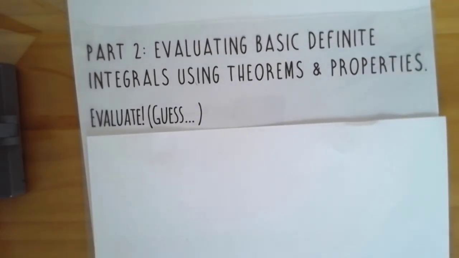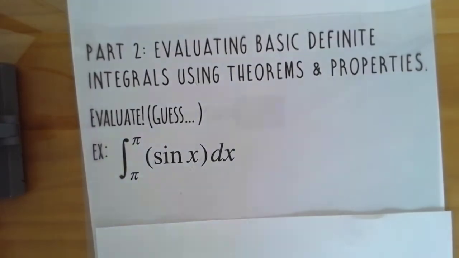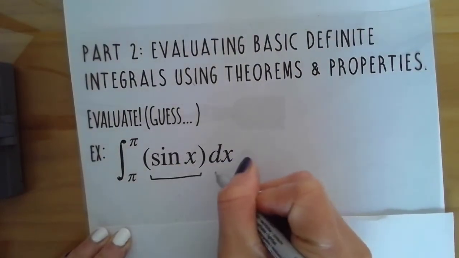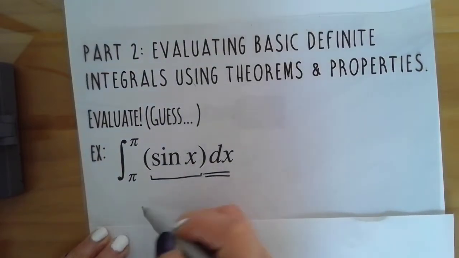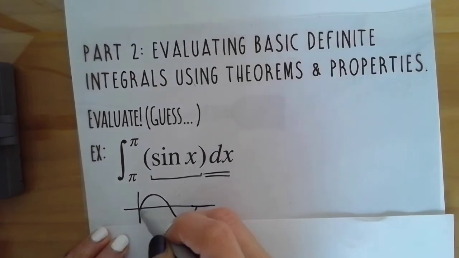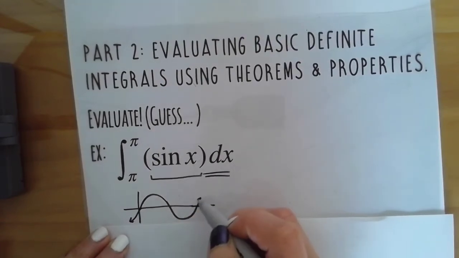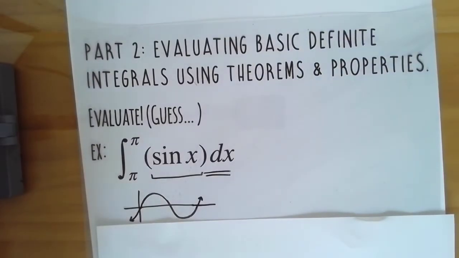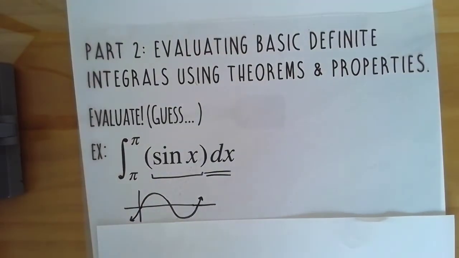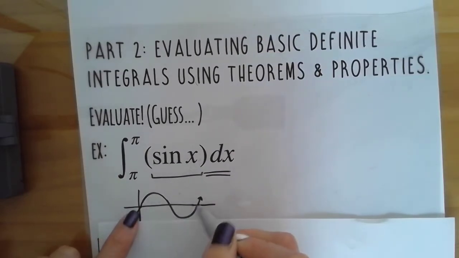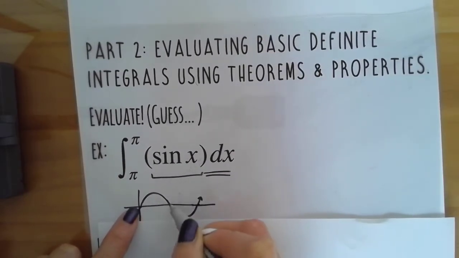Evaluate. Try to guess. So watch this. I went from pi to pi of sine x dx. So imagine your sine graph. Always imagine the function itself. You guys know all this, you've learned all this. Imagine the sine graph, and I'm going from pi to pi. You know how a classic sine graph goes from 0 to 2 pi? So I meant here to here, but I went from here to here.